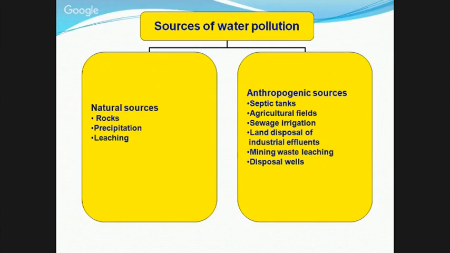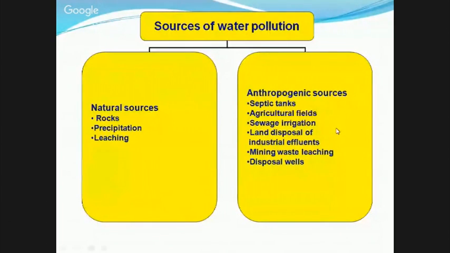Now, there are natural sources of water pollution. Water gets polluted when it travels through rocks. During precipitation, gases from the atmosphere, like sulfur dioxide, get mixed and cause acid rain. Then there is leaching from wastewater and from solid waste dumps, or from polluted water, which pollutes our groundwater resources and natural sources.